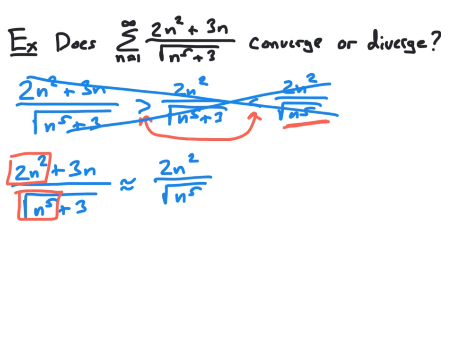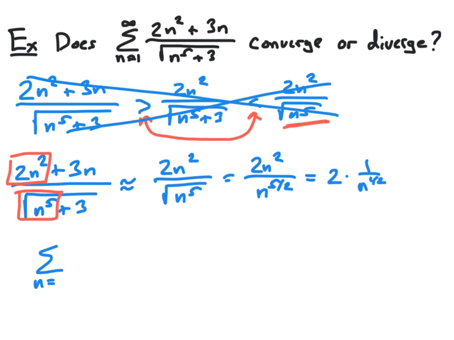And thinking of this for when n is large, this approximation will be true. And 2n squared over the square root of n to the fifth can be thought of as 2n squared over n to the 5/2 power. So taking the square root of n to the fifth amounts to taking n to the 5/2 power. And so this results in the constant of 2 times 1 over n to the 1/2 power, or 1 over the square root of n if you prefer that notation.